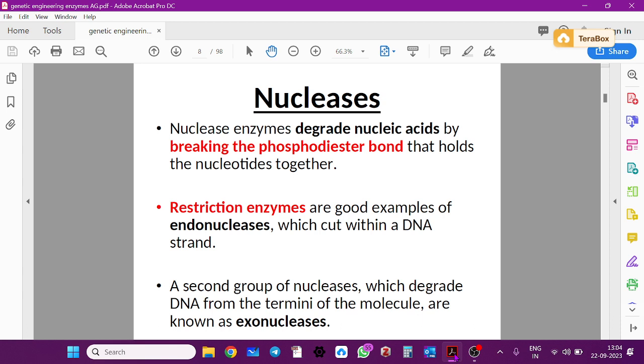Then, most important of them, which I talked about here, are the restriction endonucleases. Most important are the restriction endonucleases. They cut DNA at specific sequences.